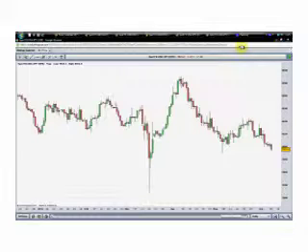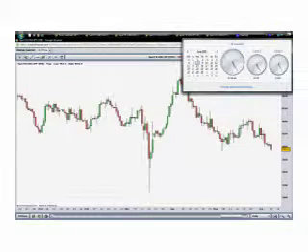London is now closed and New York is still open. The time in London is 17:26, and in New York it is 12:26.